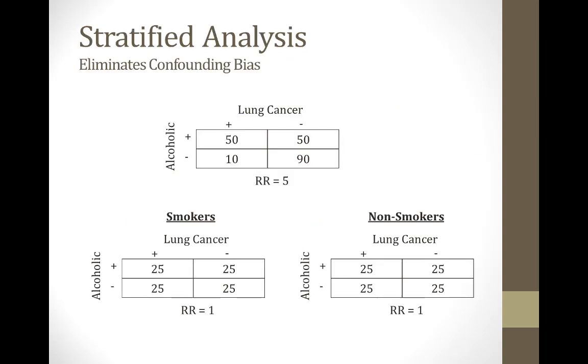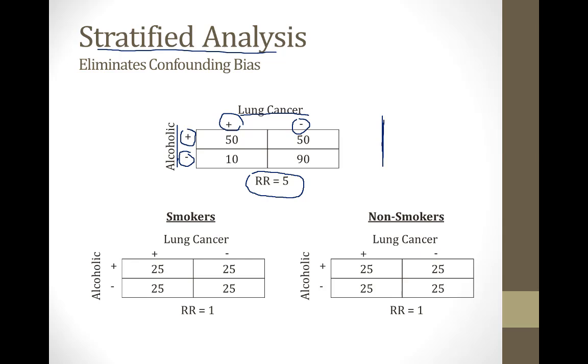So to understand how we discover confounders, we need to understand something called stratified analysis. So let's look at this 2x2 table up here at the top in the middle for a study of alcoholism and lung cancer. So I've written lung cancer along the top, and these are patients who are positive for lung cancer and patients who are negative. And I've written alcoholism along the side. So the top row are patients who are positive for alcoholism, and the bottom row is patients who are negative. And I've split the patients up such that we get a relative risk for alcoholism and lung cancer of 5. So this would suggest that you are 5 times more likely to get lung cancer if you are an alcoholic compared to if you are not an alcoholic.